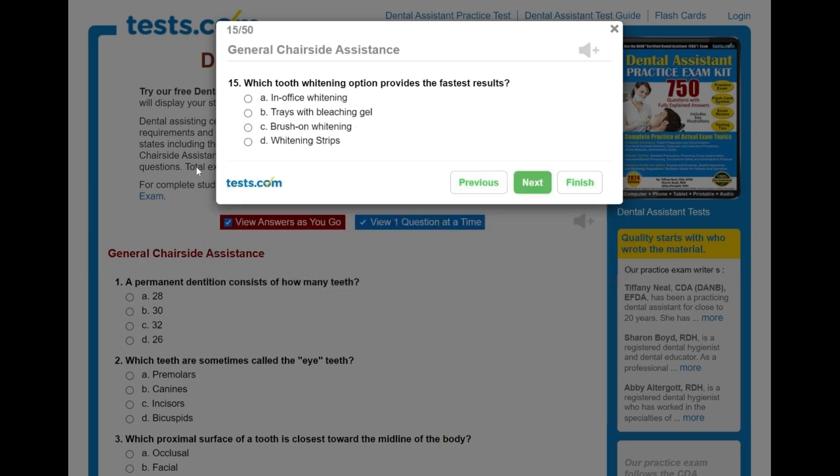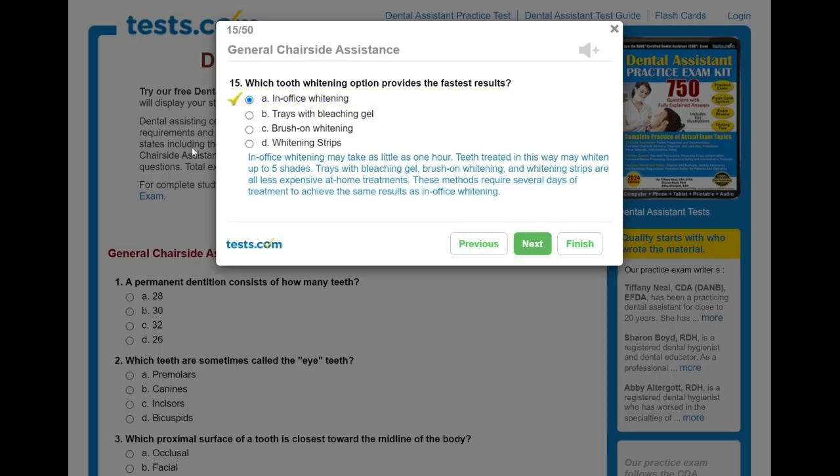Question 15. Which tooth whitening option provides the fastest results? A. In-office whitening. B. Trays with bleaching gel. C. Brush-on whitening. D. Whitening strips. A.